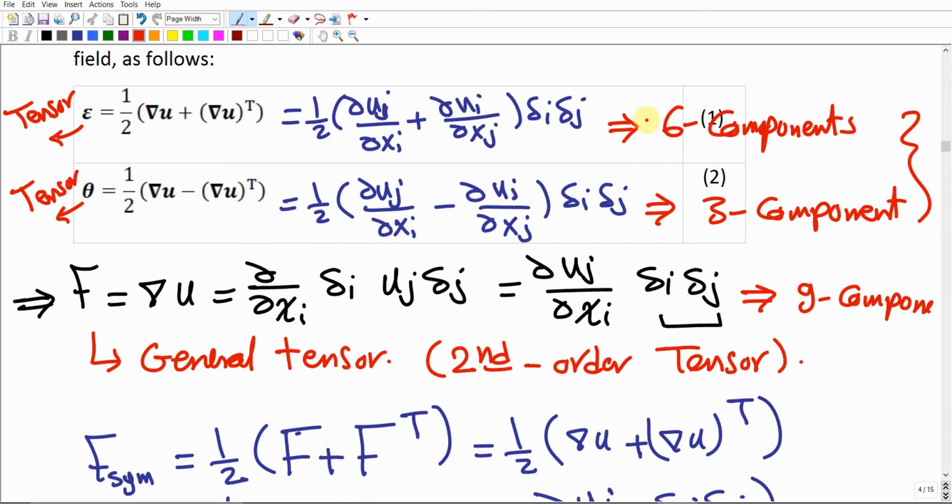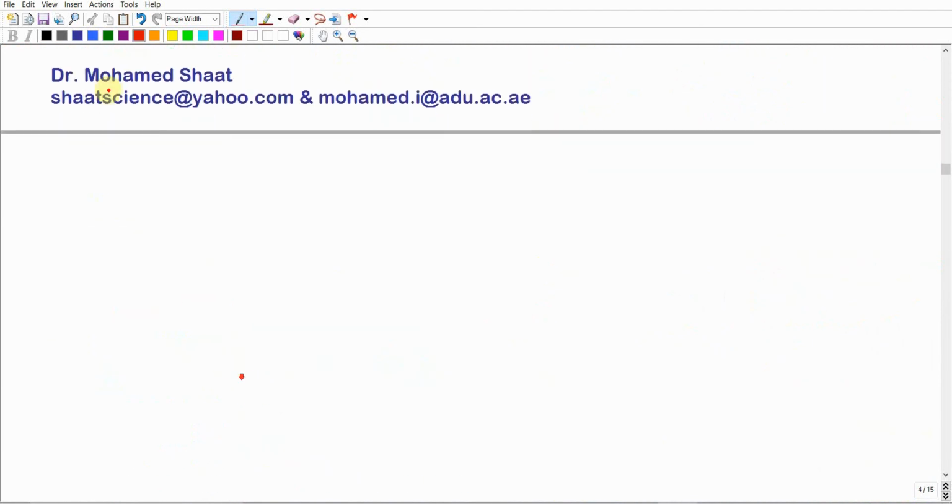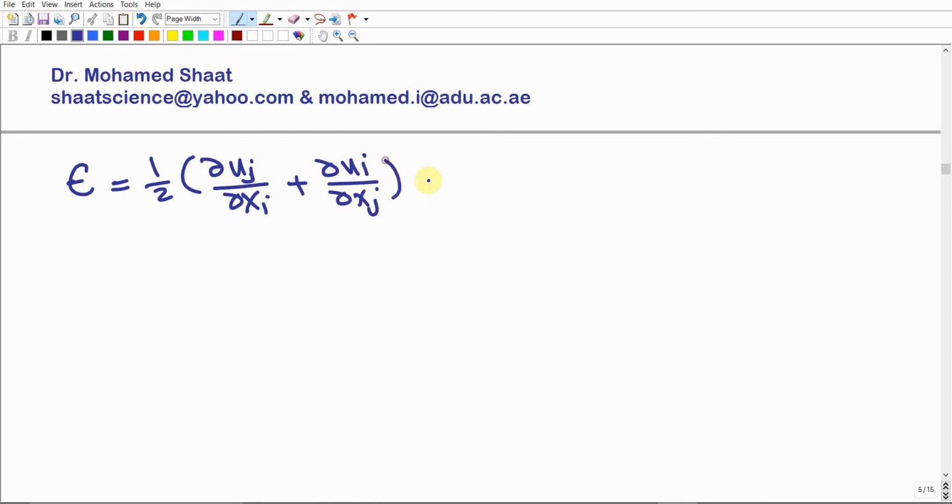So now let us write the 6 components of the strain in terms of the displacement. This is u, the displacement field, and this is known as the strain field. The same thing for the rotation in terms of the displacement field down here. So let us write these components in terms of the displacement. We said that epsilon as a tensor should be 1 over 2 (partial uj by partial xi plus partial ui by partial xj) ei ej. If we remove the ei ej, this is going to give us the component.